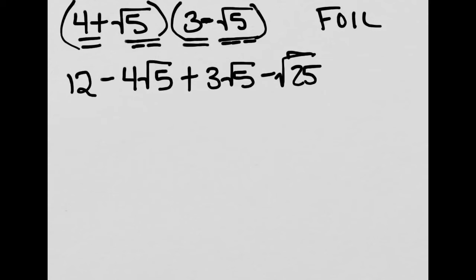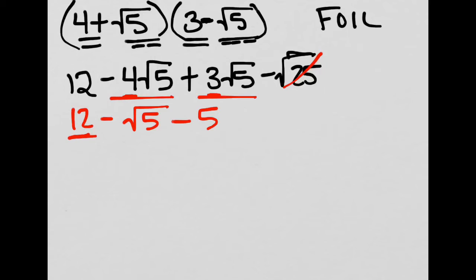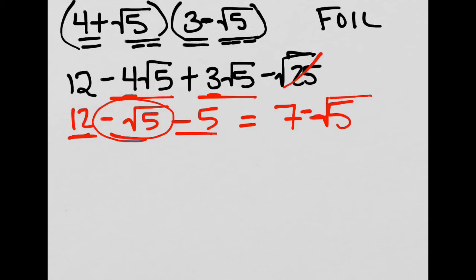Now let's go ahead and simplify what we can. This 12 is going to remain the same. These two are like terms, so I keep that radical symbol the same, but I work with the coefficients. So I have a negative 4 and a positive 3, which is going to give me a negative 1 times the square root of 5, or just a negative square root of 5. And then minus, and the square root of 25 is 5. Now I can still simplify. I have 12, and I have a negative 5, so when I simplify these, I'm going to get 7. This remains, so it's 7 minus the square root of 5. I'm going to go ahead and clean that up. 7 minus the square root of 5. And that's our simplified version.